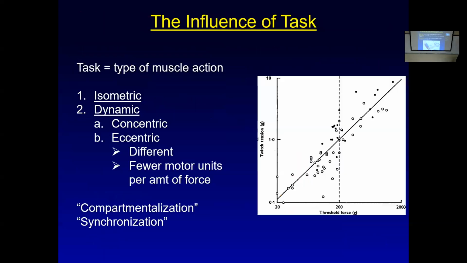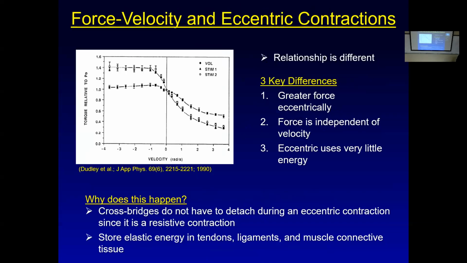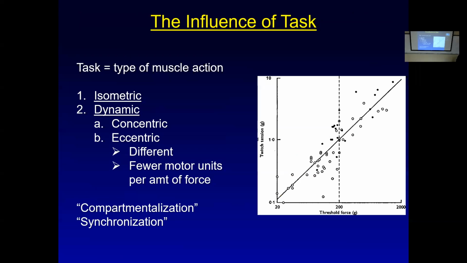Okay. I'm going to skip around again. I don't know why my slides are not exactly in the right order. Don't worry about the influence of task. All that this is going to tell us is that there are different motor control strategies for dynamic concentric and eccentric contraction versus isometric.